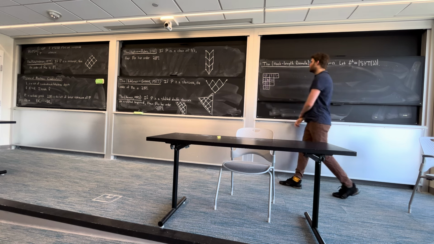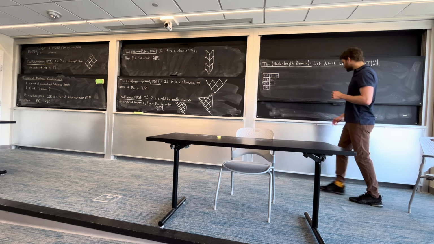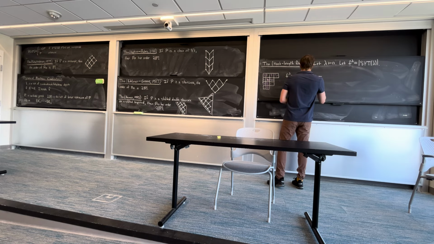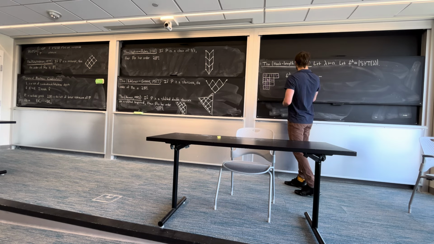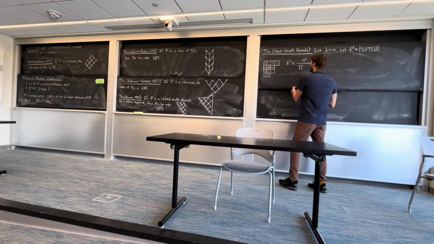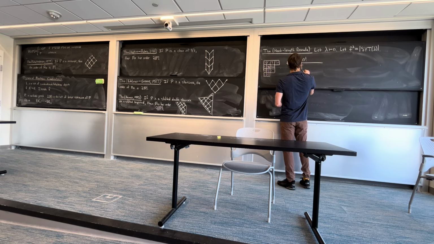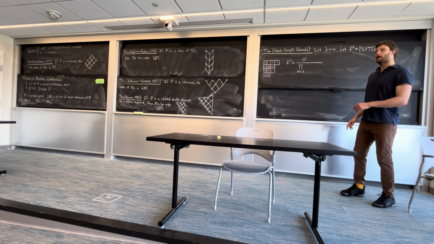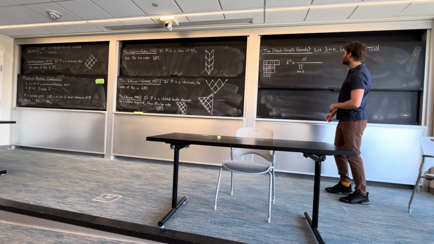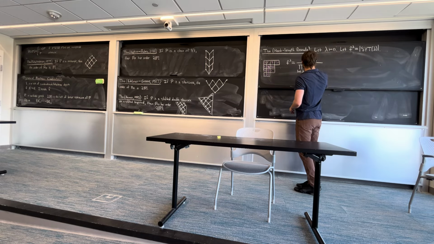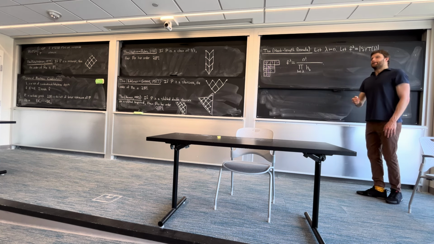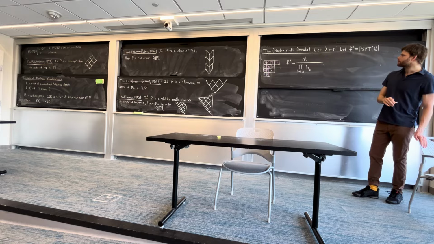So we have all these hook lengths, and then the theorem is that f lambda is equal to n factorial divided by the product over b in lambda, where b is a box in the Young diagram of lambda, and this b has some hook length, which I'll denote by h sub b. And that's the formula. So it's a very nice product formula.